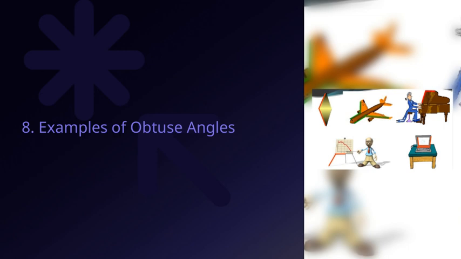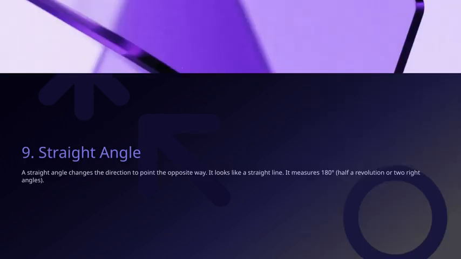It's important to recognize obtuse angles because they often appear in various shapes and real-world objects. Understanding these angles helps us better grasp the overall concept of angles and their properties. As we continue, keep in mind how these larger angles differ from acute and right angles, adding to our overall understanding of geometry. A straight angle is a fascinating concept because it represents a complete reversal in direction.